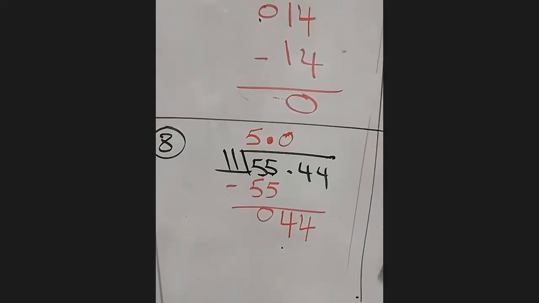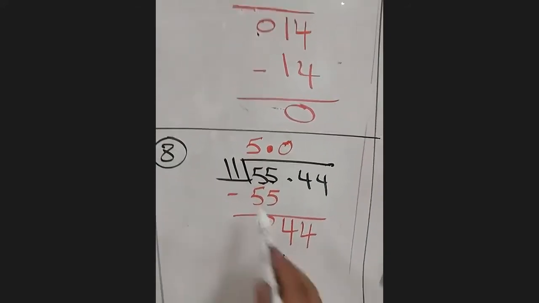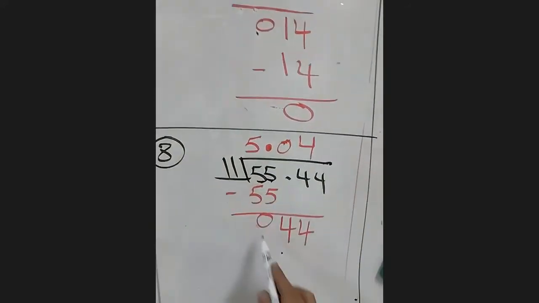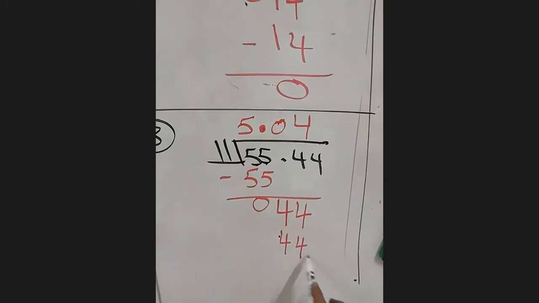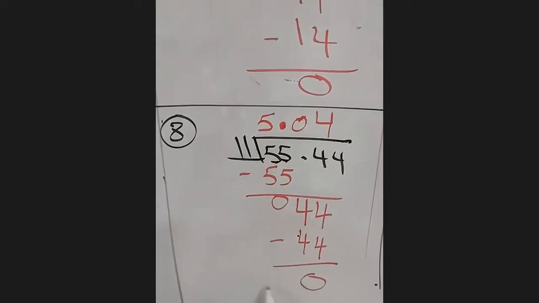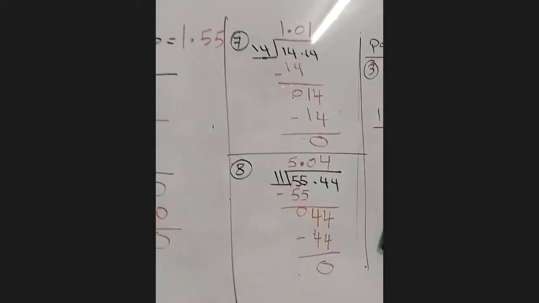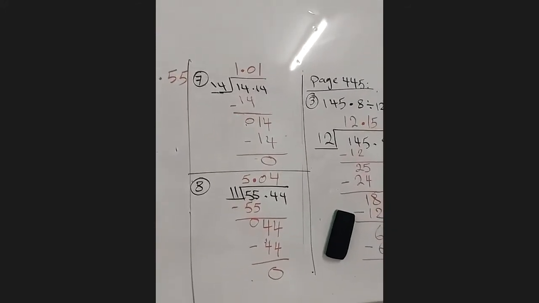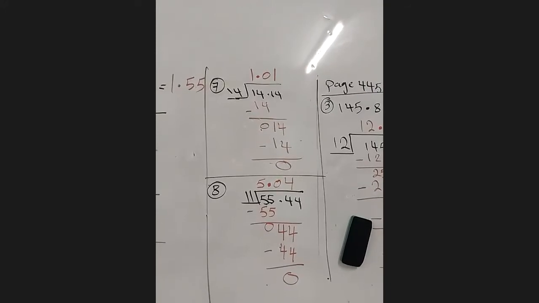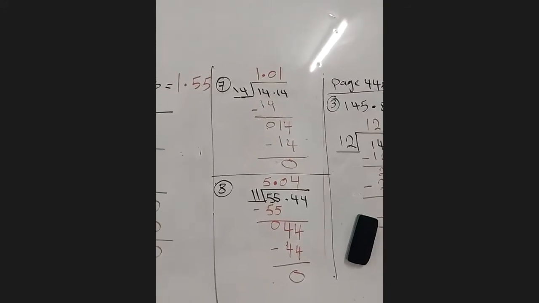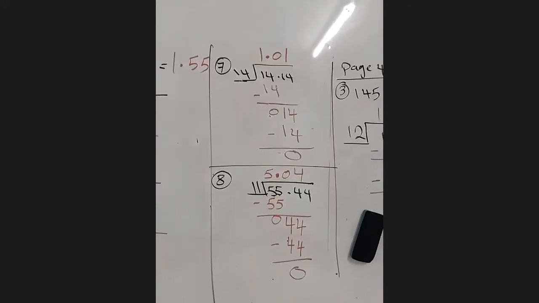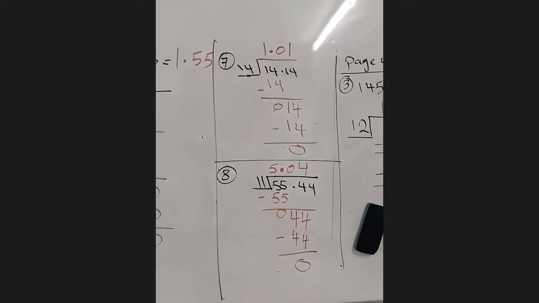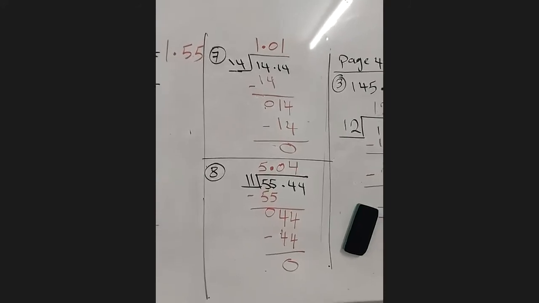It will be 44 divided by 11, which is 4. 4 multiply 11 is 44. Subtract: 0. So what's the answer? It's 5.04. Get it? Get it, Yahya? Good. Now copy, guys. We have 7 and 8. Copy them both.